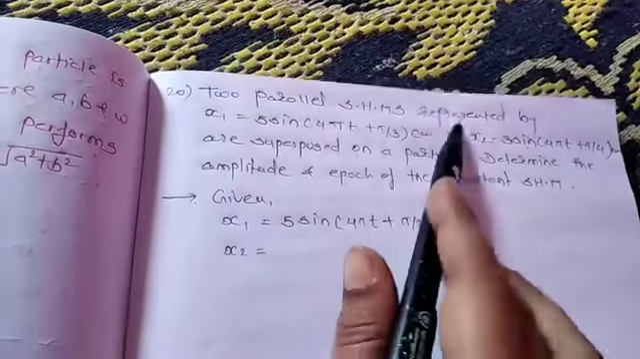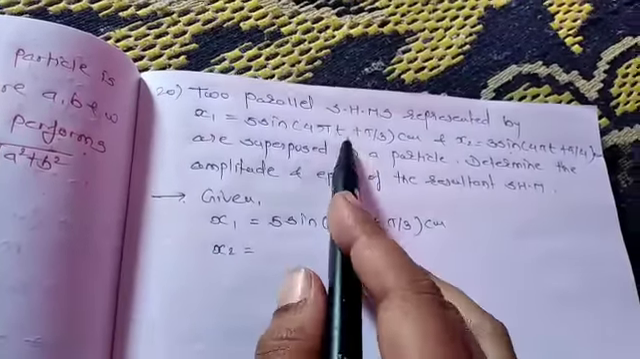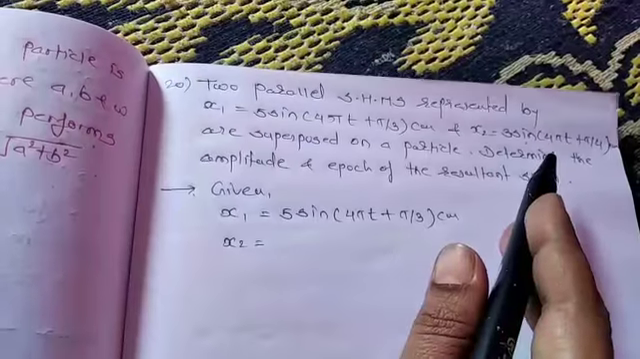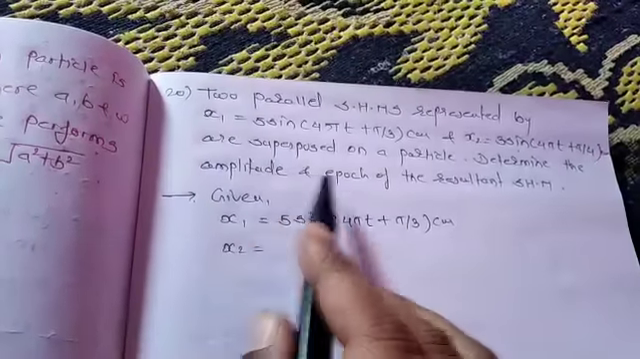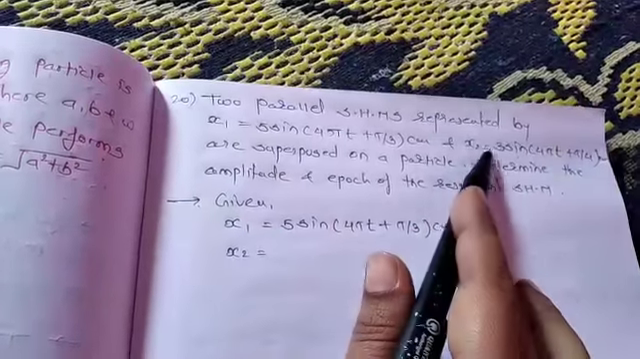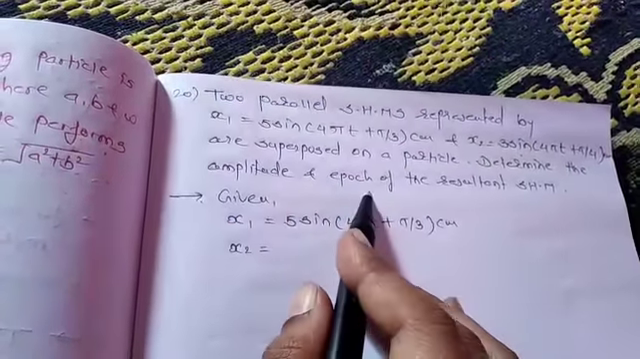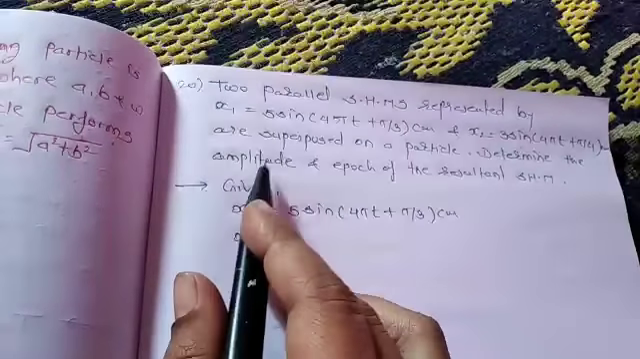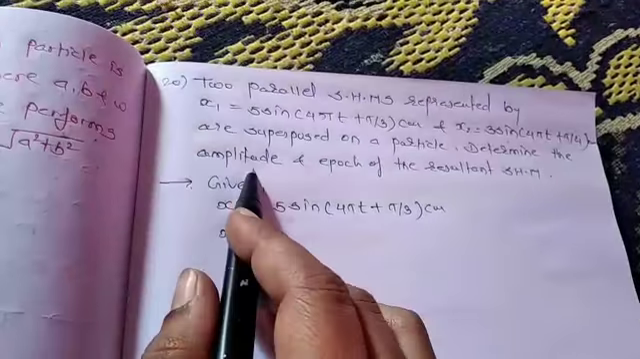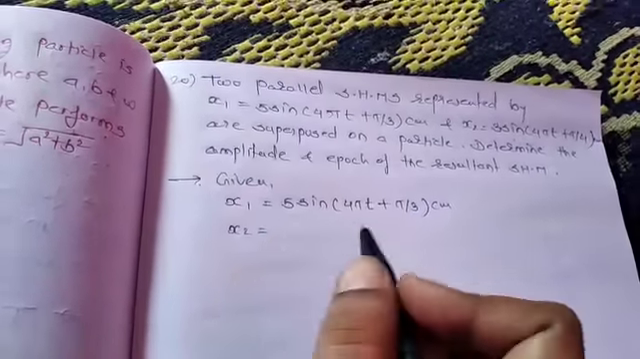Here the two parallel SHMs are given, the equations for the two SHMs are given, and these two SHMs are superposed on a single particle. What we have to determine? We have to determine the amplitude and epoch of the resultant SHM. That is, the resultant of these two, and the amplitude and epoch of that. So amplitude is nothing but the capital R, or we can say capital A, that we have seen in the composition of two SHMs, and epoch is nothing but the delta. We have to find these things.